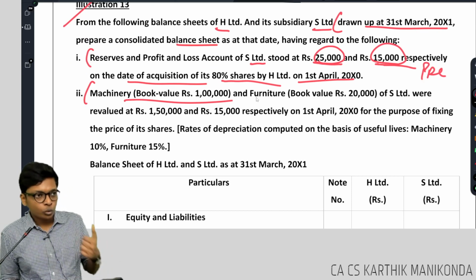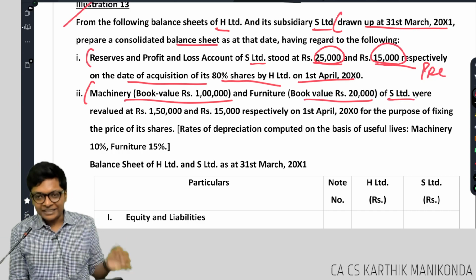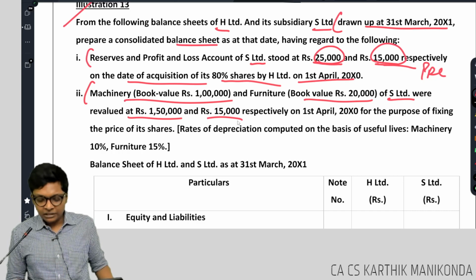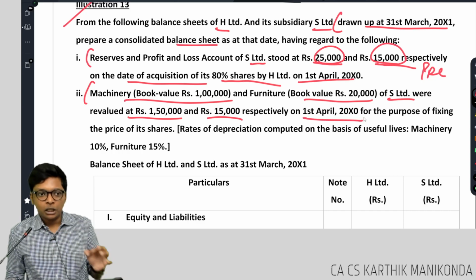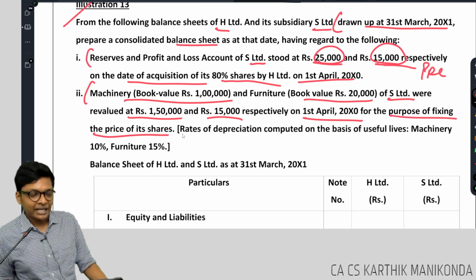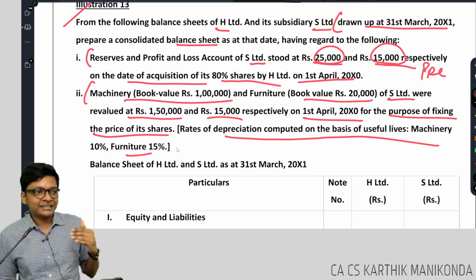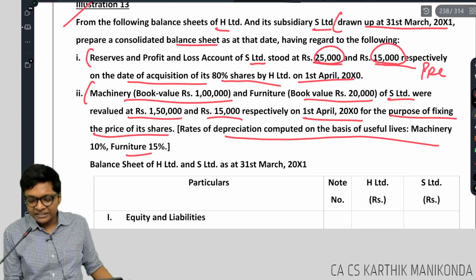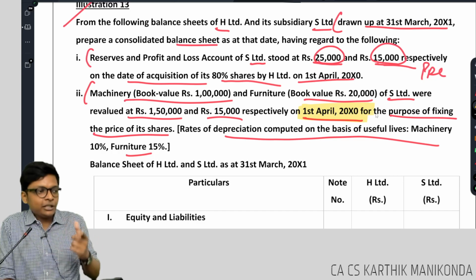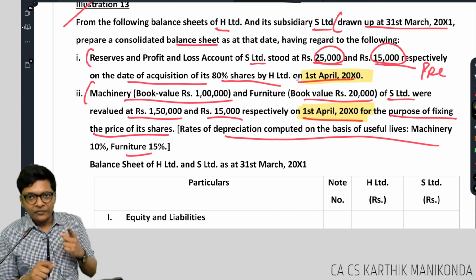Machinery book value 1 lakh and furniture book value 20,000 of S, the subsidiary, were revalued at 1 lakh 50 and 15,000 respectively on 1st April 2020 for the purpose of fixing the price of its shares. Rates of depreciation are computed below. So they are saying the asset was revalued on which day? 1st April 2020. What day is that? Date of acquisition. How do you know that? Above para, 1st April 2020. That is the date of acquisition.